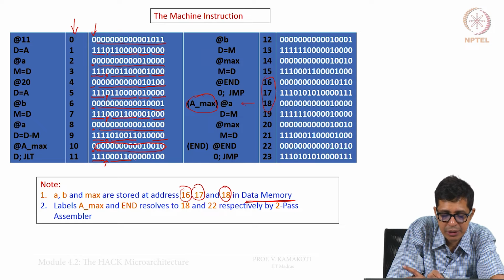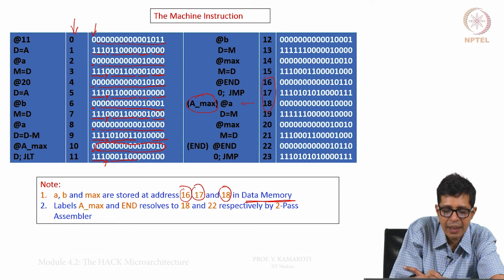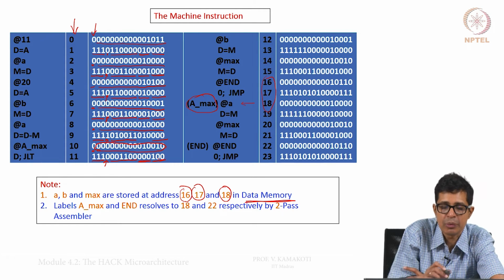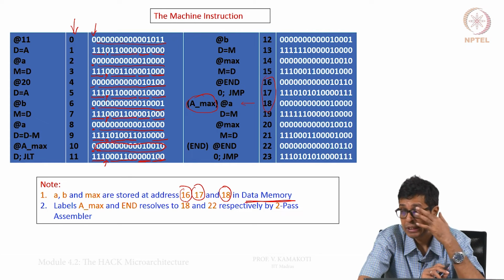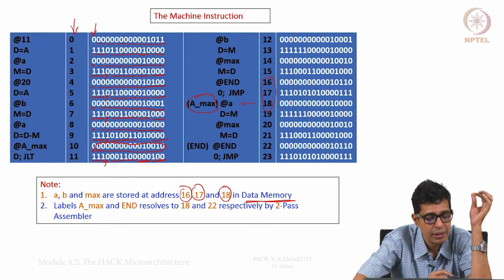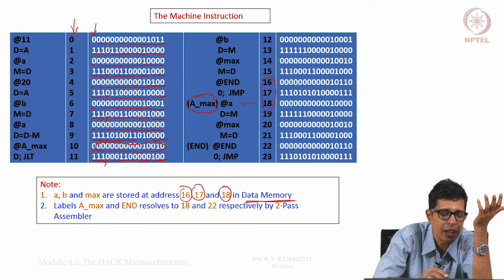0 0 1 1 0 0 essentially says that the output of the ALU will be D. If the A bit is 0 and the C bits are 0 0 1 1 0 0, the output of the ALU will be D, and there is no destination here because it is a jump instruction, and the jump bits are 1 0 0, which essentially says that I want to do a JLT, jump if less than. There is a jump table with 7 different jumps and their encodings. So, 1 0 0 corresponds to JLT.